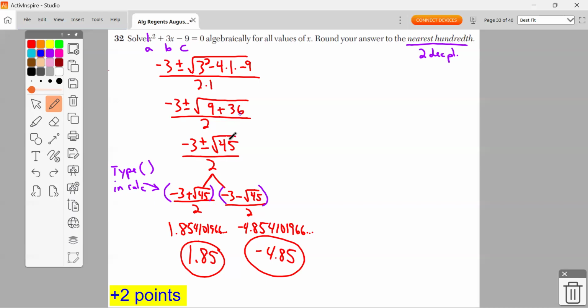You end up with 9 plus 36 here, which is 45. Split it. -3 plus square root of 45 all over 2, -3 minus square root of 45 all over 2. If you're going to type this all into the calculator all at once, make sure that you have parentheses around the numerator. You get a big, long, ugly decimal. That rounds to 1.85. Big, long, ugly decimal rounds to -4.85. Remember, it said round to the nearest hundredth.